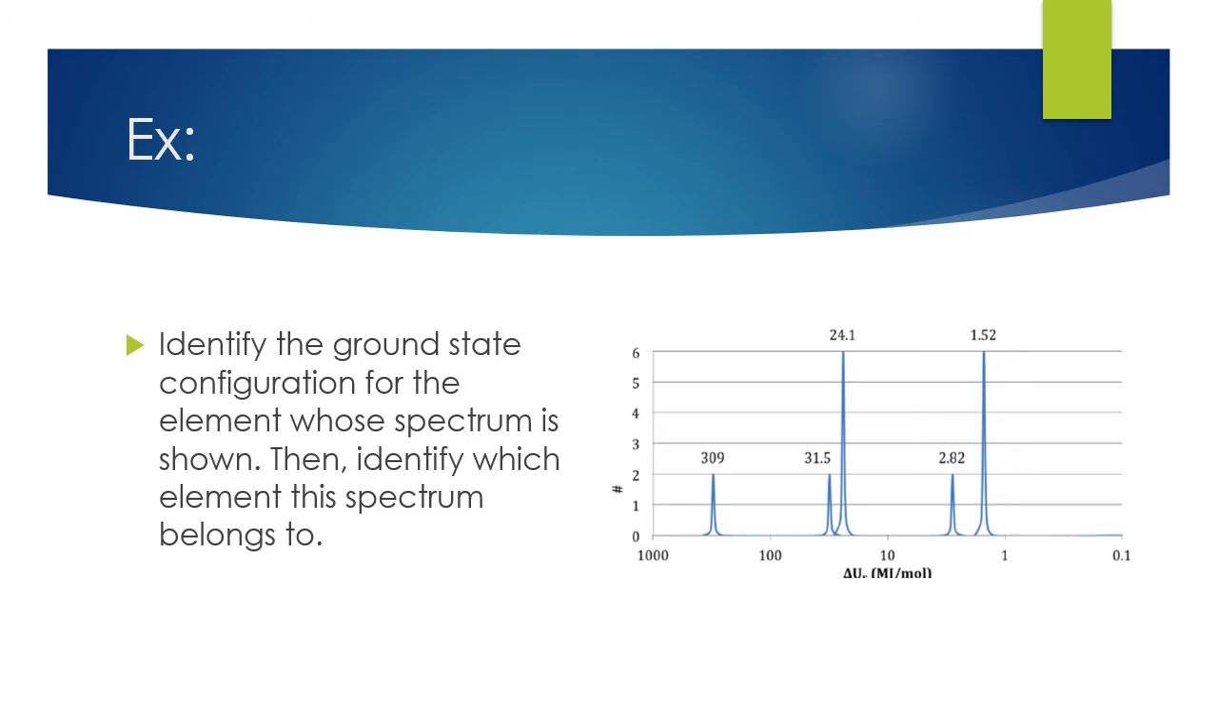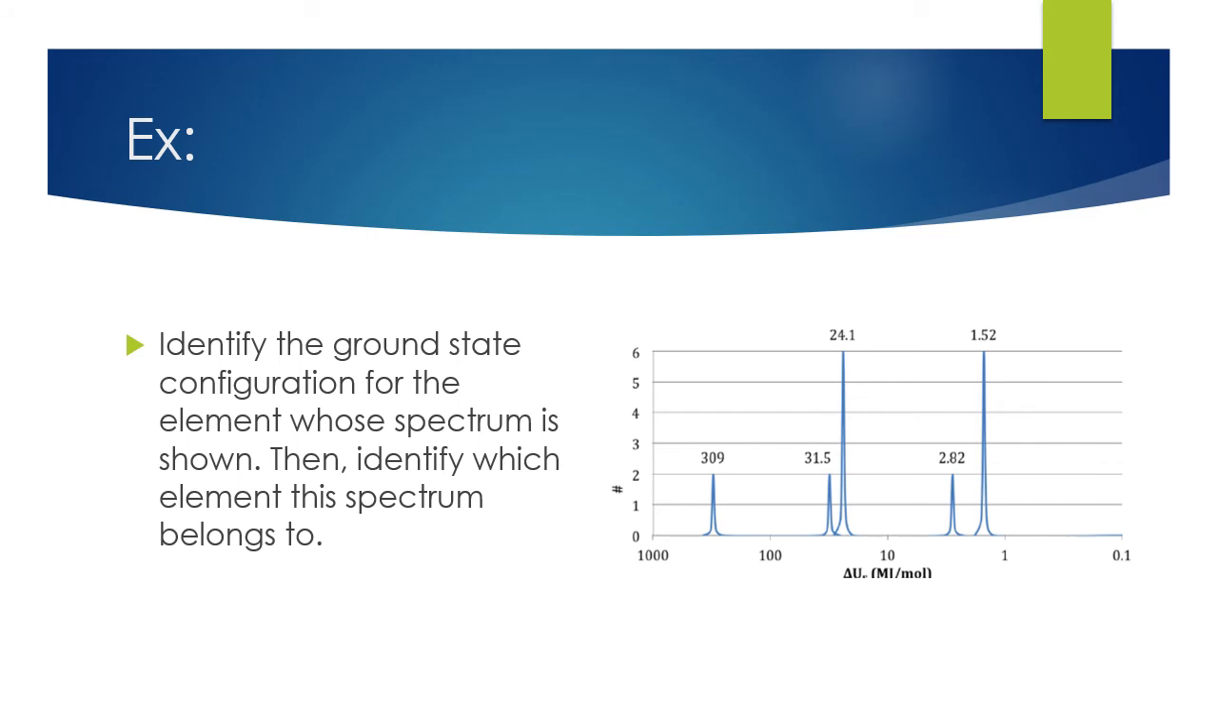In this graph, the x-axis is once again flipped with big numbers on the left and small numbers on the right, which means the 1s will be farthest to the left because they will have the largest ionization energy. So that first peak on the left at about 309 will be our 1s electrons. It has a height of 2, so 1s2 is the start of our electron configuration. The next peak that we see at 31.5 also has a height of 2.